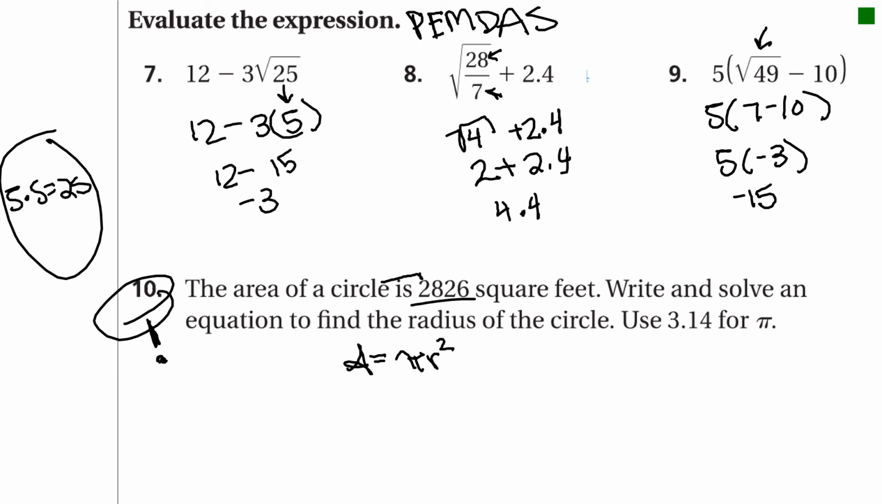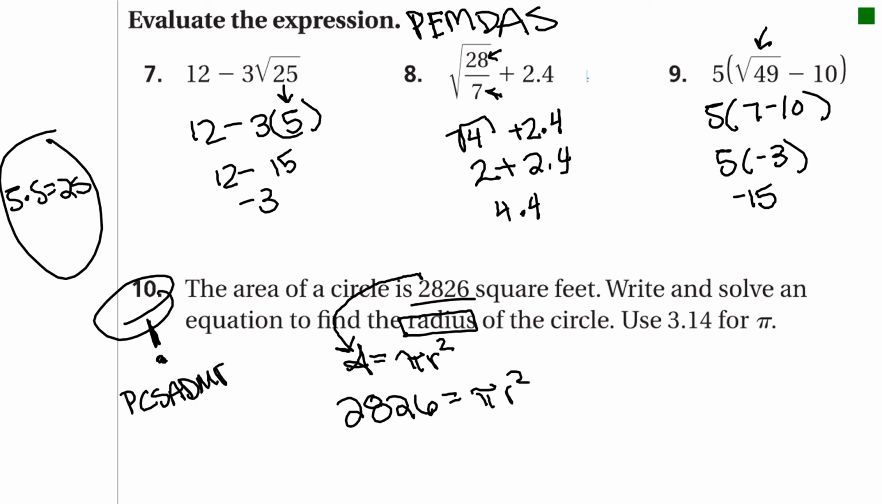So we're going to plug in the area for A, 2,826, equal to pi r squared. It says solve for the radius. So we're going to go through, there's an equal sign, there's a variable, and we're going to go through PEMDAS in reverse. No parentheses, no like terms. Undo subtraction, addition doesn't exist here. Undo multiplication and division. Right here, between pi and r squared, is multiplication. So we're going to divide by pi.